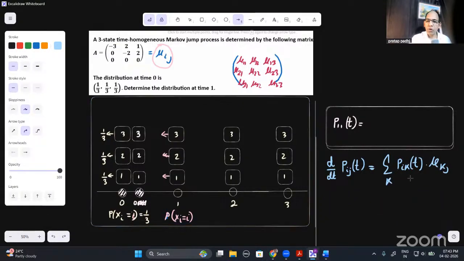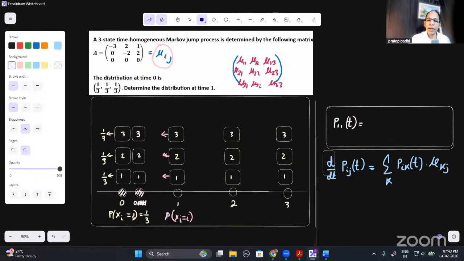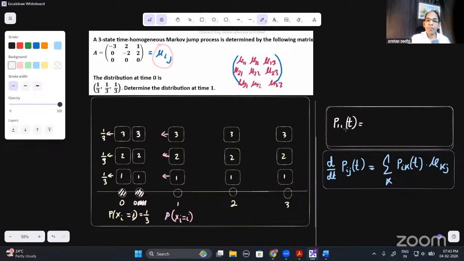Now you need to differentiate and find all the ways possible. We apply it to P11(t). Since it is 11, you have only one choice: P11(t) multiplied by mu11, plus P12(t) mu21, which is like 1 to 1, starting one, ending one, you have to match, plus P13(t) mu31. Differentiation d/dt I also need to write here.